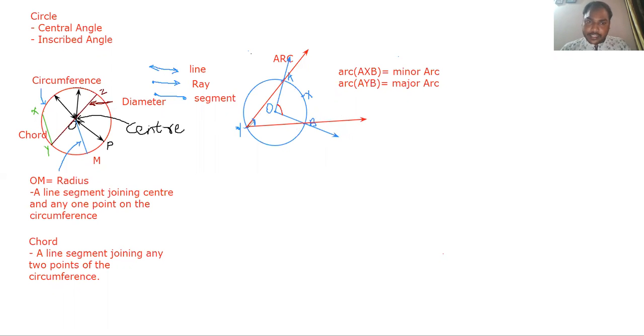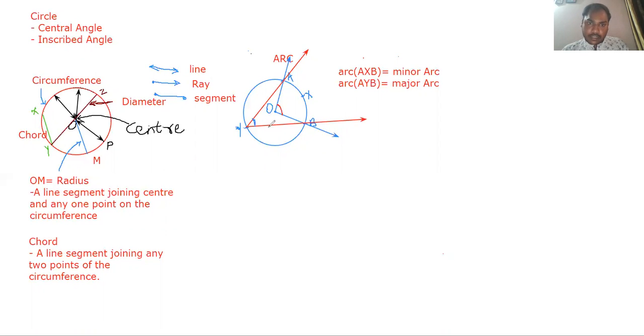When we get the intersection of two rays at the circumference of the circle, in other words, any angle formed on the circumference of the circle is known as the inscribed angle. You can all see that this is the central angle, and this represents the inscribed angle. We will mark this one as an inscribed angle.